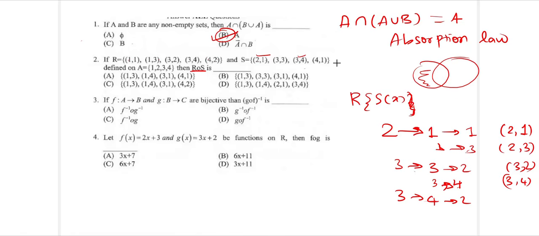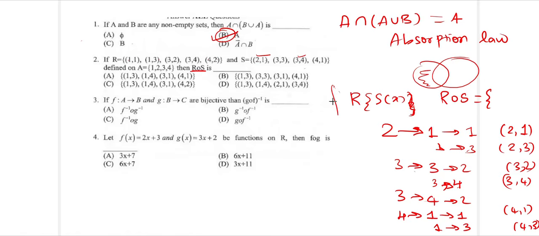Okay, and now coming to the next element, 4 comma 1. 4 is mapped with 1. 1 is mapped with 1. So 4 comma 1 is one element. 1 is also mapped with 3. So 4 comma 3 is going to be the other element. So your composition R composition S must contain the elements 2 1, 2 3, 3 2, 3 4, 4 1, 4 3. But unfortunately we are not able to find this combination in any of the options.